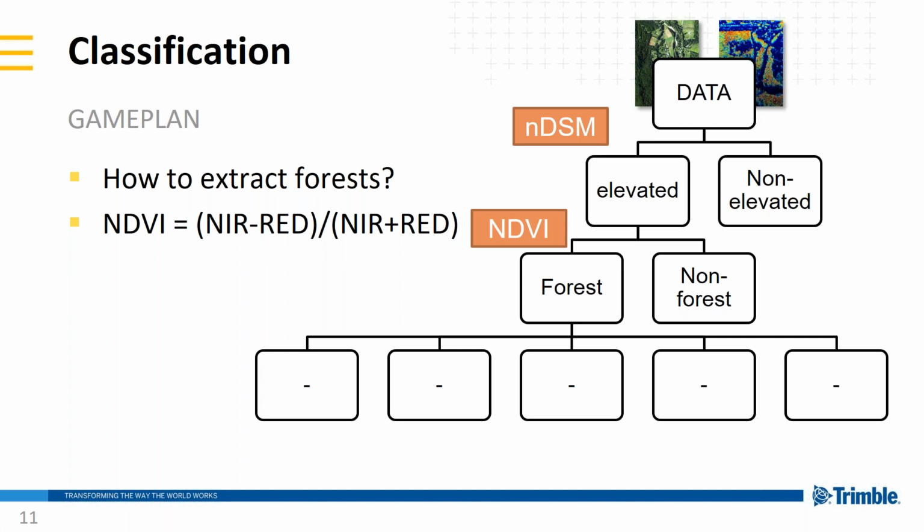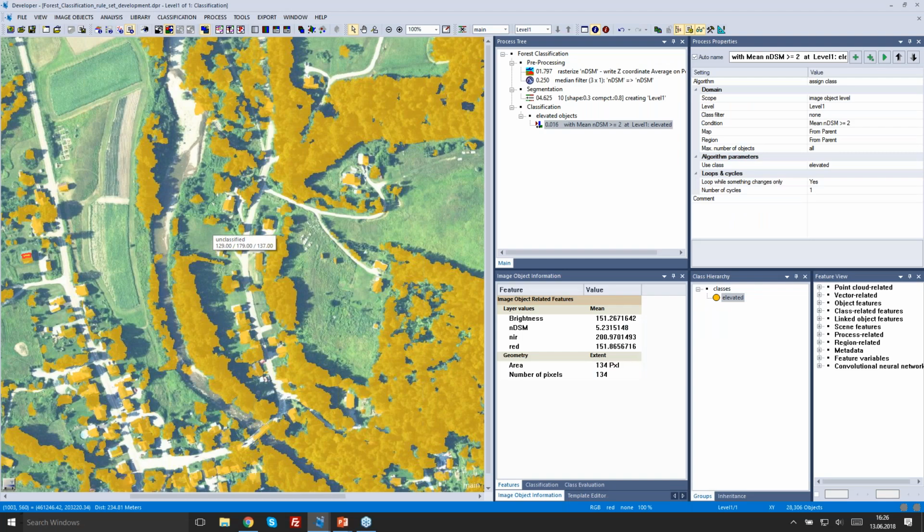And we're going to create a customized feature which represents this algorithm and call it NDVI. So we can calculate the NDVI based on image objects within eCognition. And then we're going to use this feature to discriminate between forests and non-forests. Okay, so that's actually really cool.